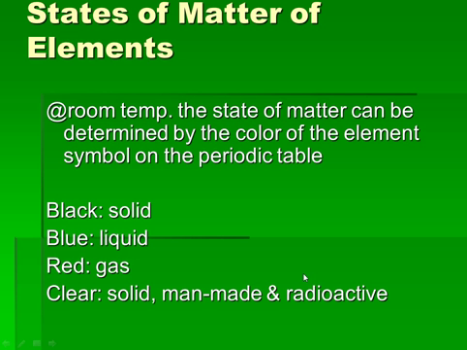Mercury, Hg, number 80, that's a metal. And bromine, number 35, Br, that's a nonmetal. And both of those are liquids at room temperature. If it's red, then it's a gas. And all of your gases are nonmetals with the exception of hydrogen.